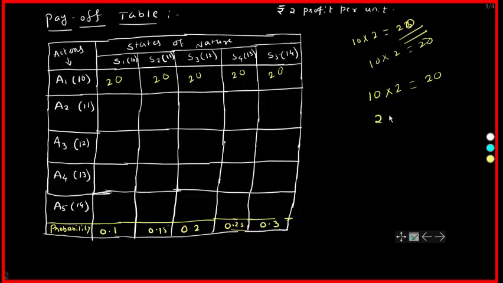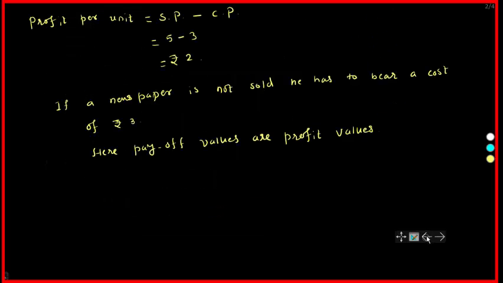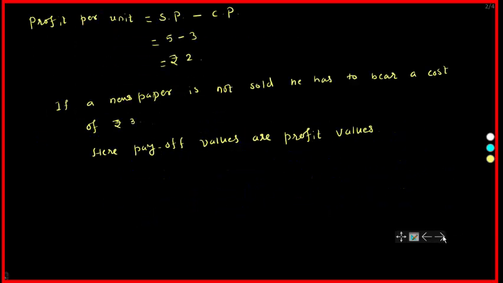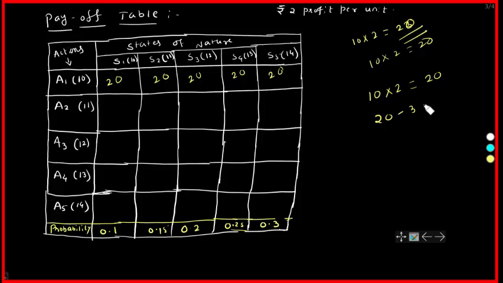So he has to bear the cost of that newspaper, and the cost per unit is 3, as given here. So from that profit, the actual profit is 20 minus 3, which is 17.